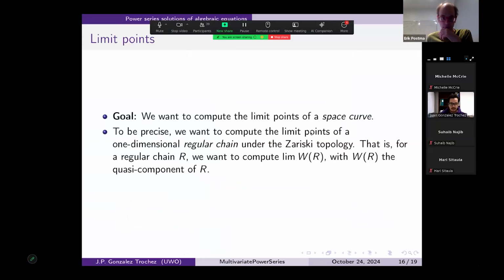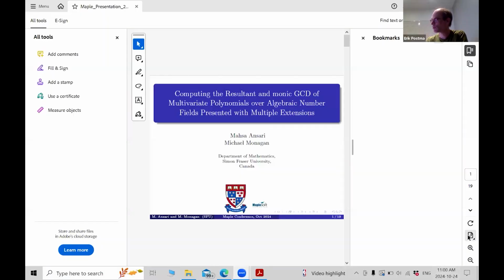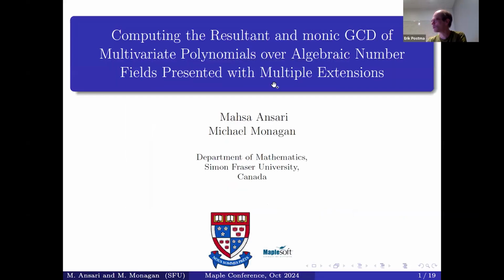Thank you, Juan. That was a great talk. Unfortunately, once again, we do not have time for questions. So we continue with Mahsa Ansari from Simon Fraser University, presenting computing the resultant and GCDs of multivariate polynomials over algebraic number fields presented with multiple extensions.